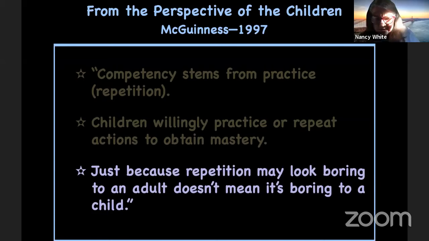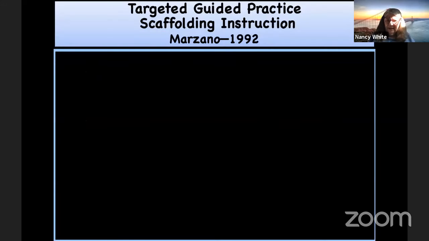And I'm not going to say that they were having a good time because it was probably 90 degrees if it was August, but we can't assume that because repetition looks boring to us, that it might not be as boring to a child. It might be. The fact is we still need to do it.